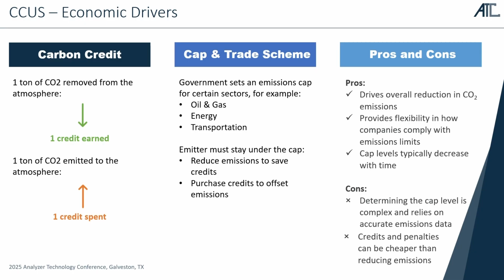There are a number of pros and cons. Overall, this does drive reductions in emissions and gives companies flexibility on how they can comply with the different emissions limits. Cap levels typically decrease with time, which drives further reduction in emissions. But on the other hand, it can be quite complex to set the cap levels. It needs to be a level that's both achievable but gives a meaningful reduction in CO2 emissions. That can be quite a complex process. And in fact, the cost of credits and the fines associated with penalties can be cheaper than reducing emissions in some cases.